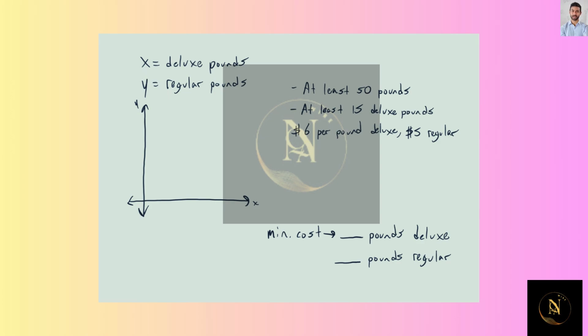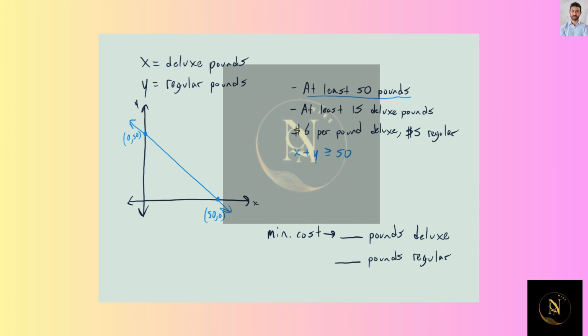And to figure this out, we're going to look at this as a linear programming problem, and we'll label the amount of deluxe pounds as X and the regular pounds as Y. And the first thing we were told is that the mixture has to be at least 50 pounds. That means that X plus Y would have to be greater than or equal to 50, which would give us a linear inequality where we have y-intercepts and x-intercepts of (0, 50) and (50, 0). So that would give us a line roughly here. And again, this would be (0, 50), and this would be (50, 0).